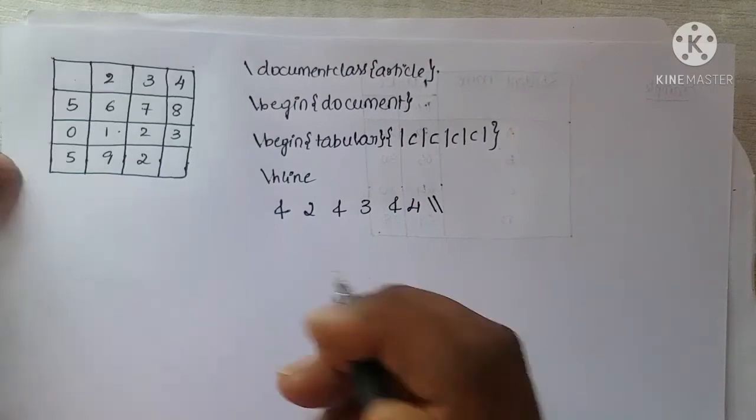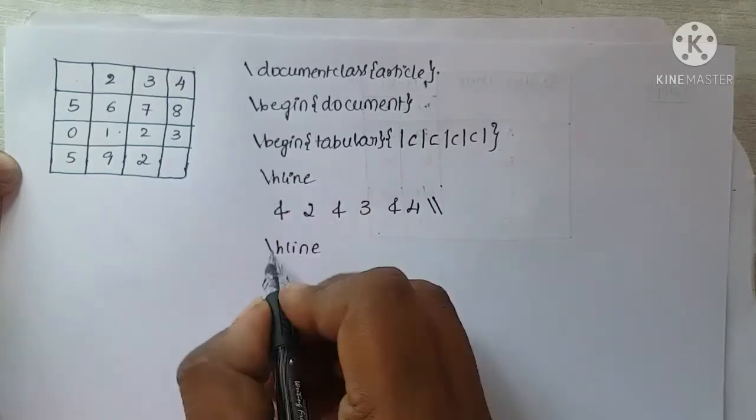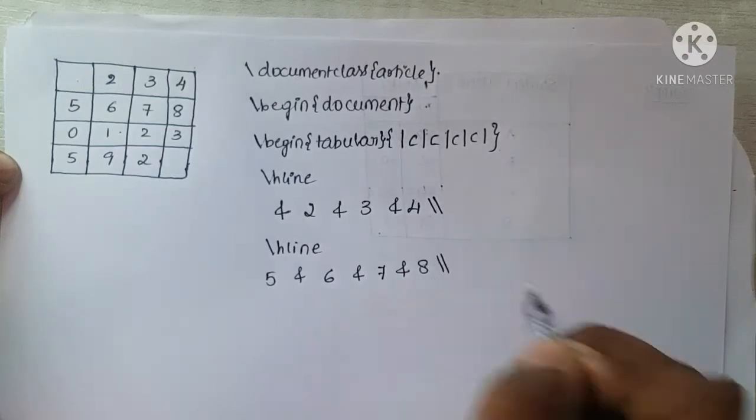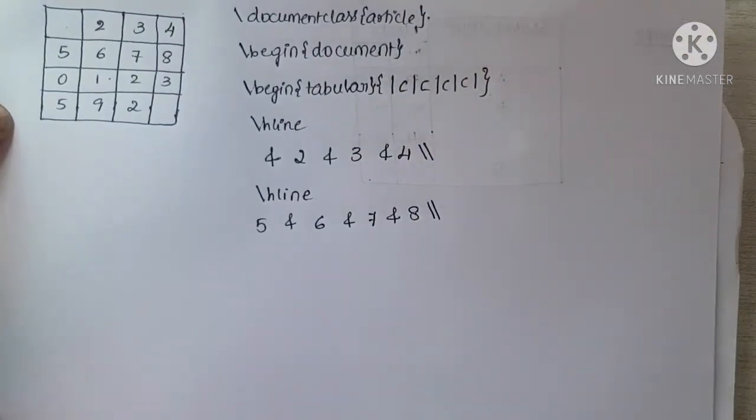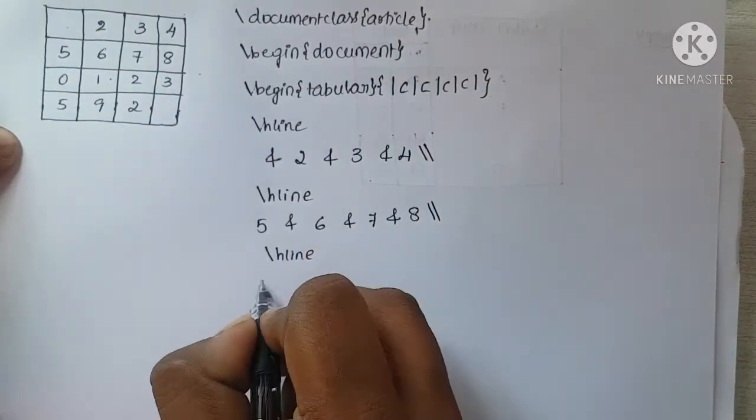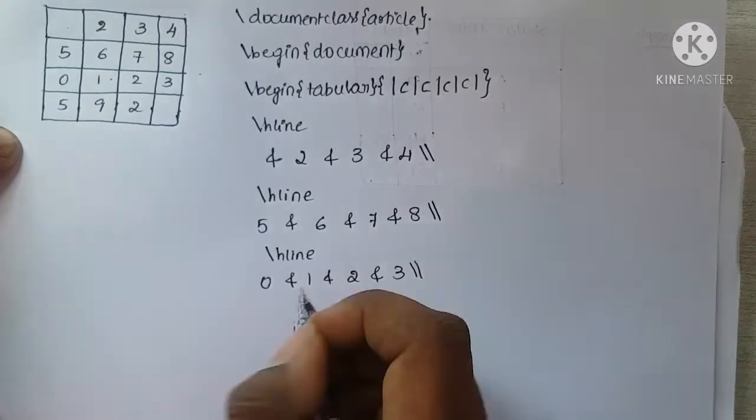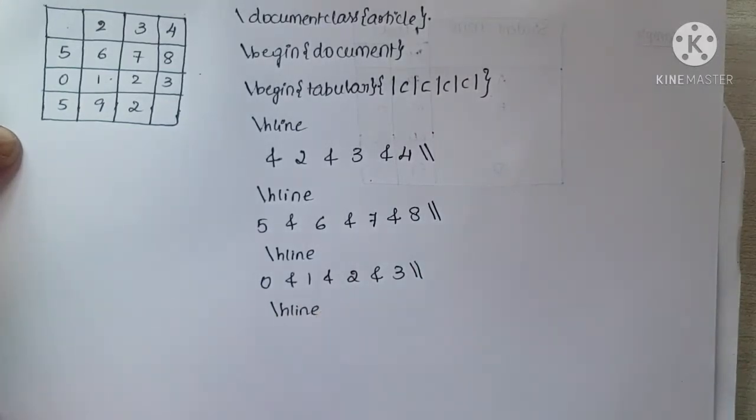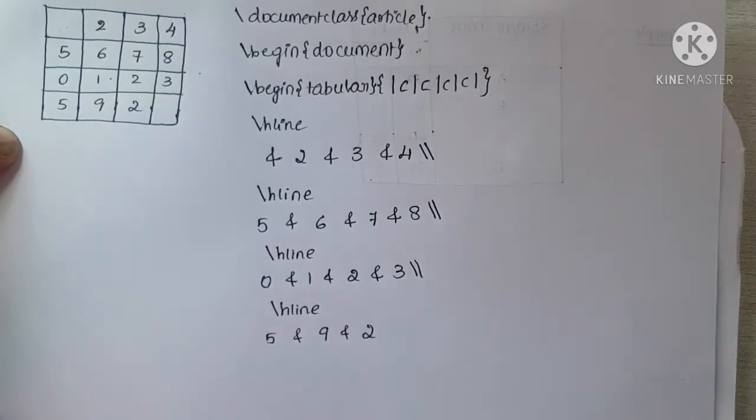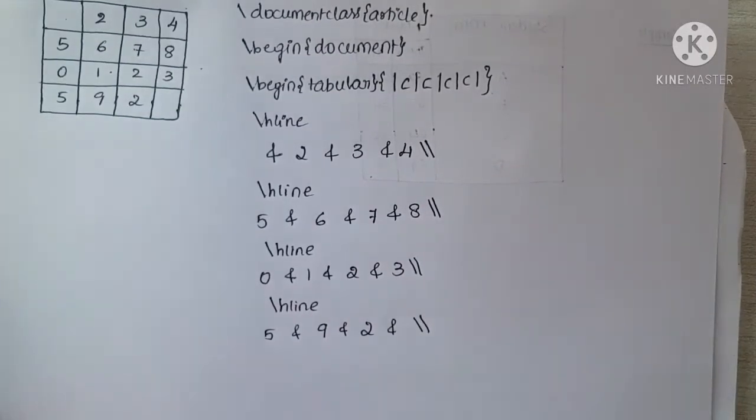Is it clear? Before going to next row, we need a line. So \hline. What do we need? 5 ampersand 6 ampersand 7 ampersand 8. What is the next row? Before going to the next row, we need a \hline. So \hline. What are the elements? 0, ampersand 1, ampersand 2, ampersand 3. And we need a \hline. So \hline. What is the last row? 5 and 5 and 9 and 2. And there is no element. Just end it. Is this clear?